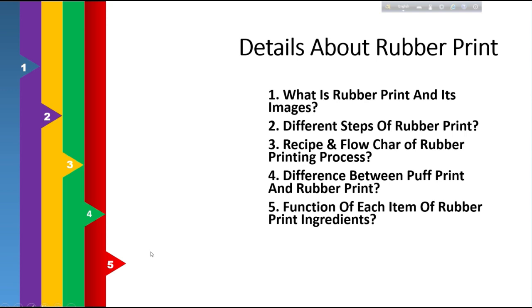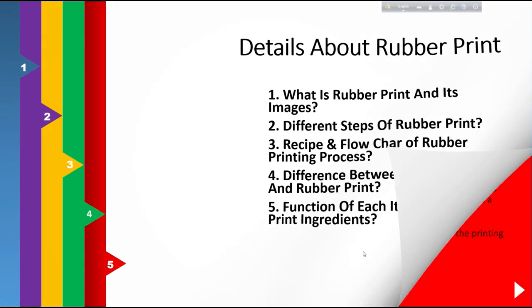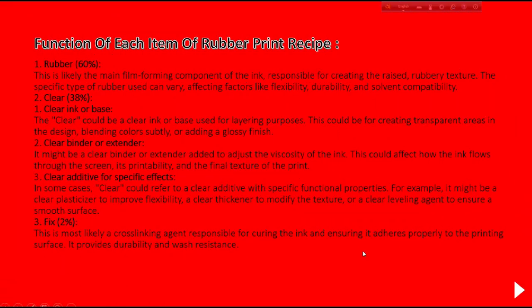Function of each item of rubber print. Rubber 60%. This is likely the main film forming component of the ink. Then is clear ink base. The clear ink could be a clear ink or base used for layering purposes.